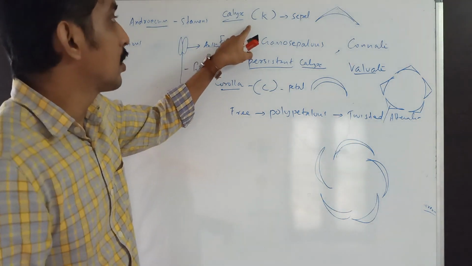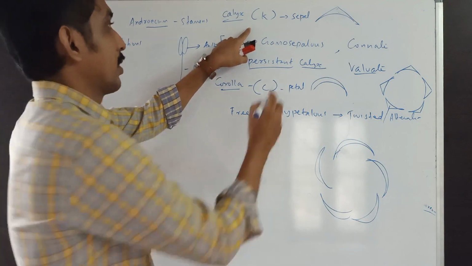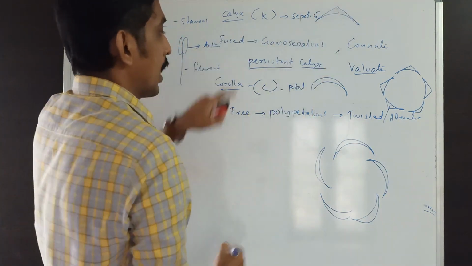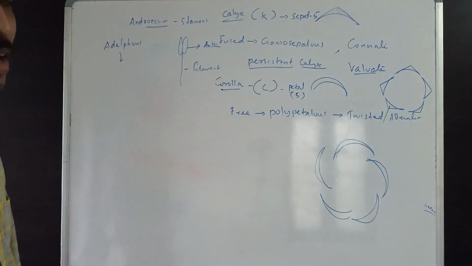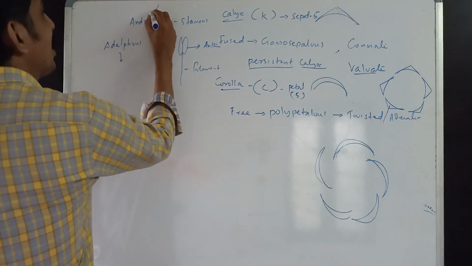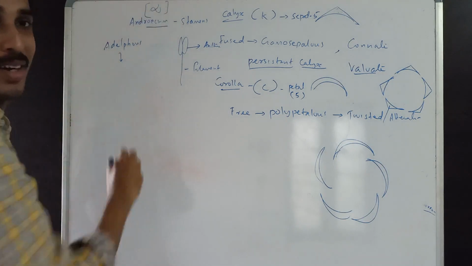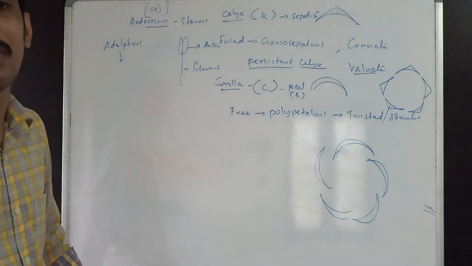Here I already told you that sepals are 5 in number, and here the petals are also 5 in number. That is why it is called pentamerous. Whereas in case of androecium, the stamens are infinite in number. The number is countless.